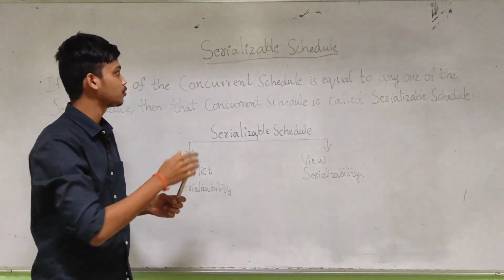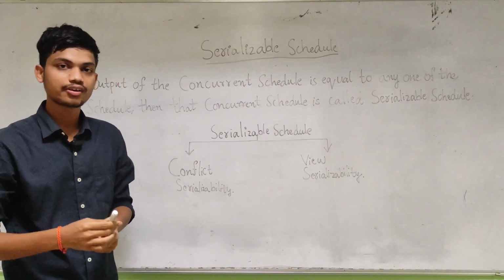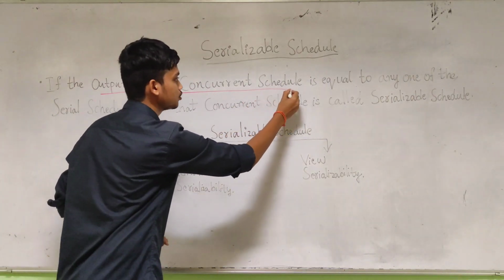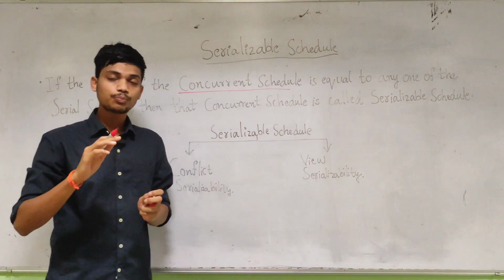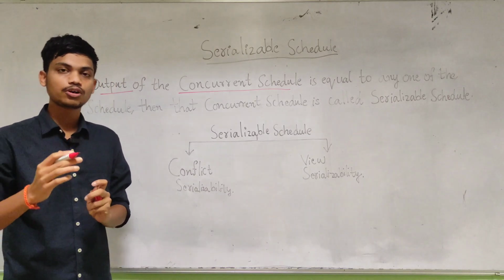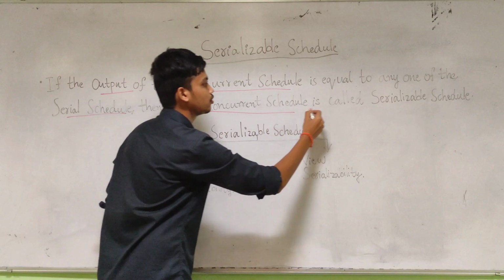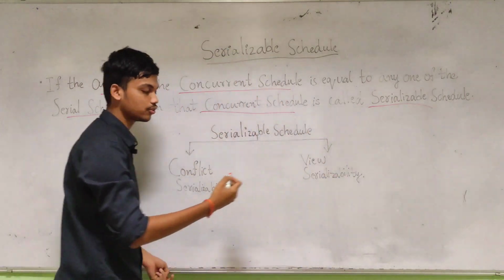Today we are discussing serializable schedules. And what are serializable schedules? Serializable schedules are concurrent schedules where, if the output of the concurrent schedule is equal to the output of any one of the serial schedules, then that concurrent schedule is called a serializable schedule.